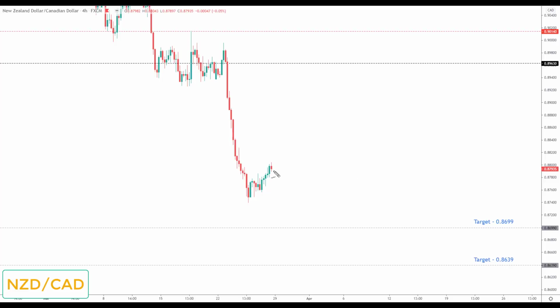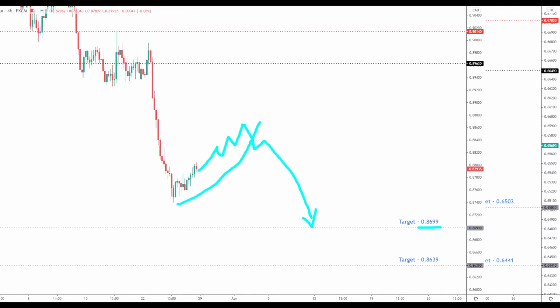Any continued correction will be viewed as an opportunity next week to look for short positions in this market down towards the next key area of support to the downside and the target set at the 0.8699.